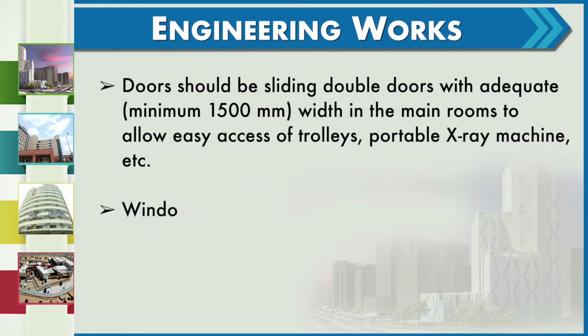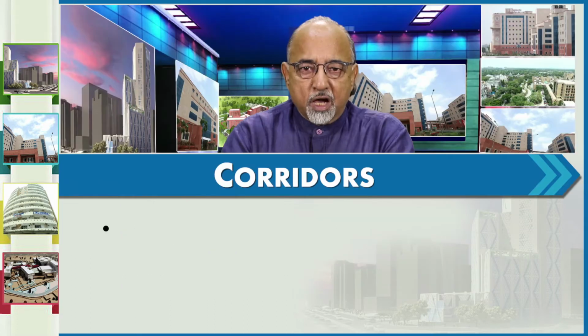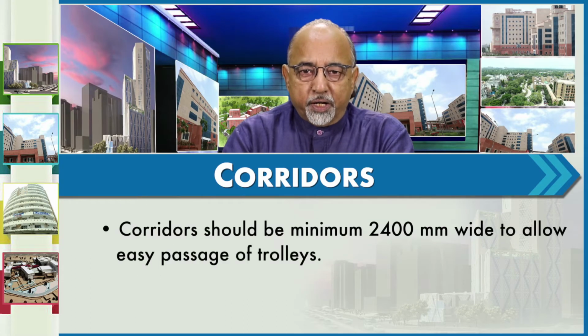Doors should be sliding double doors with adequate 1500 mm width in the main rooms to allow easy access of trolleys, portable X-ray machines, etc. Windows should be adequately provided to obtain maximum natural light and daylight factor should be 1. These windows should be provided with opaque glass and fly-proof mesh screens on the outside. Corridors should be minimum 2400 mm wide to allow easy passage of trolleys.